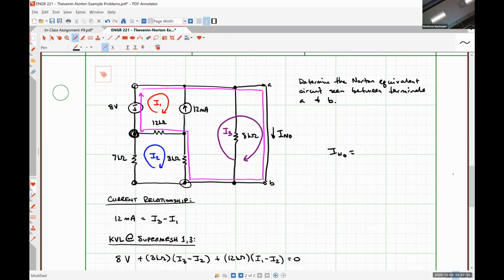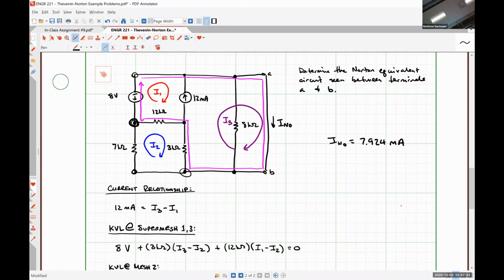I3. Okay. All right, so the next thing that we need to find is what's called the Norton equivalent resistance. The Norton equivalent resistance is literally the exact same thing as the Thevenin equivalent resistance. They represent the same quantity. They are determined in literally the exact same way.